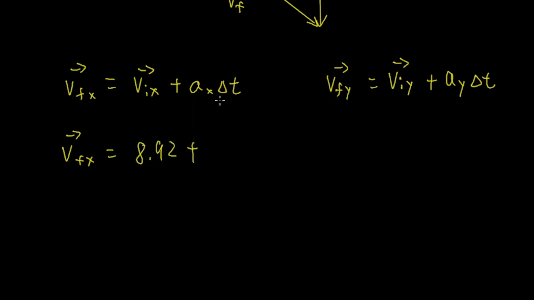Plus acceleration in the x direction. Is the acceleration in the x direction? No, there's no gravity in the horizontal direction. So acceleration in the x direction is 0, times time. Okay, the time is 2.43 seconds. But 0 times 2.43 is 0, right? So V final x is 8.92.